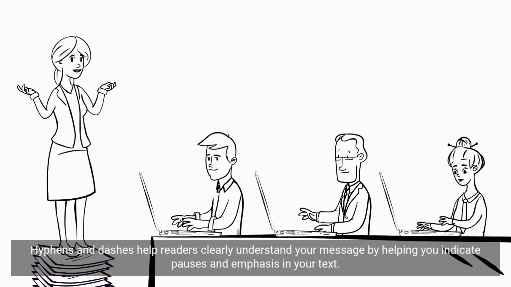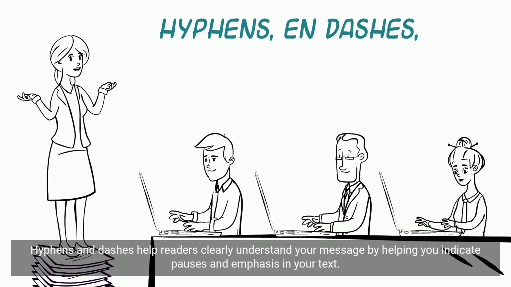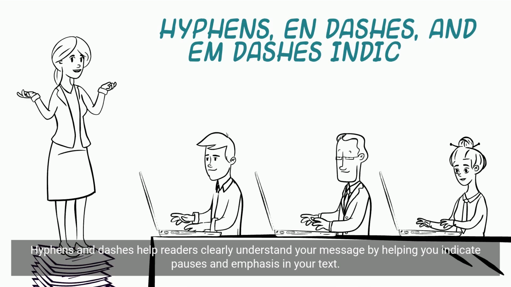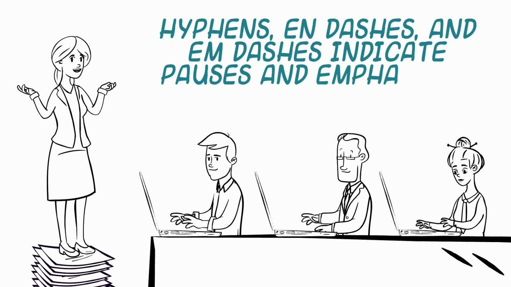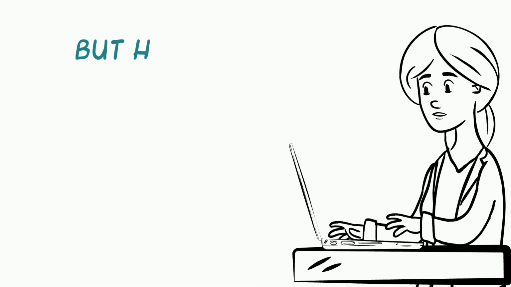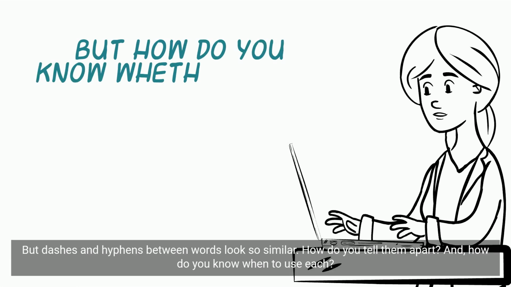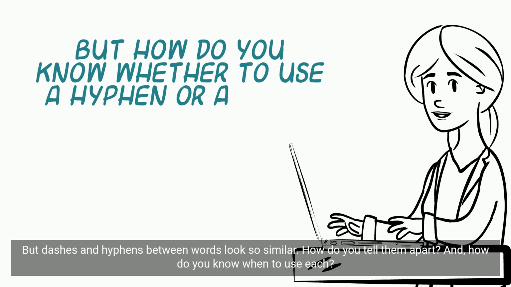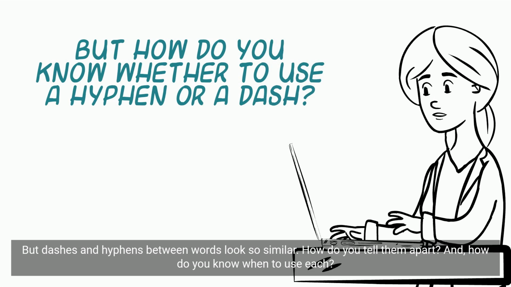Hyphens and dashes help readers clearly understand your message by helping you indicate pauses and emphasis in your text. But dashes and hyphens between words look so similar. How do you tell them apart? And how do you know when to use each?